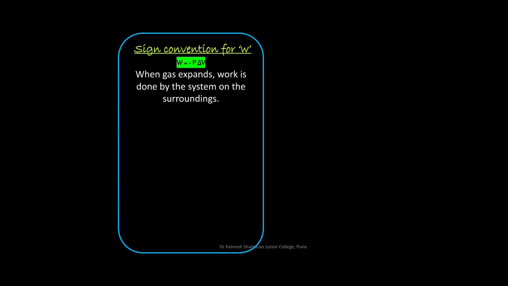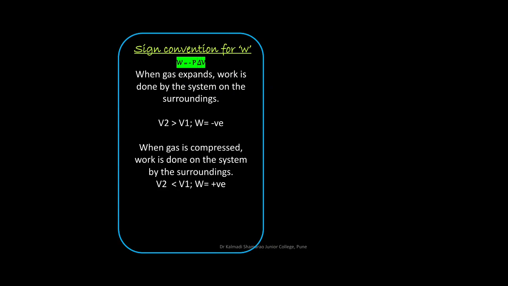We have seen work done in isothermal irreversible process. Now let us see the sign convention for the work with respect to the formula, that is work is equal to minus P delta V. When gas expands, work is done by the system on the surrounding. So V2 will be greater than V1. Substituting this into the formula, W is equal to minus P delta V. Delta V is positive and hence work is negative here.